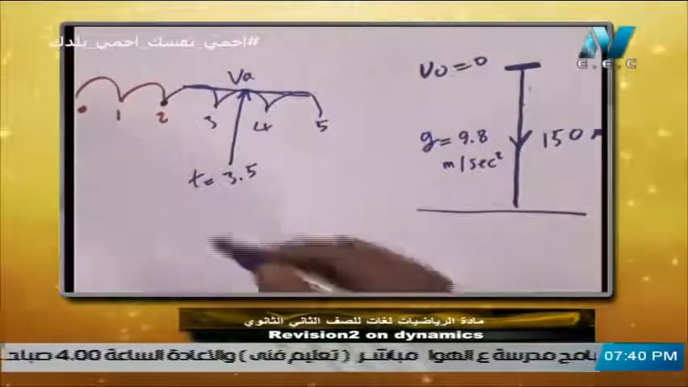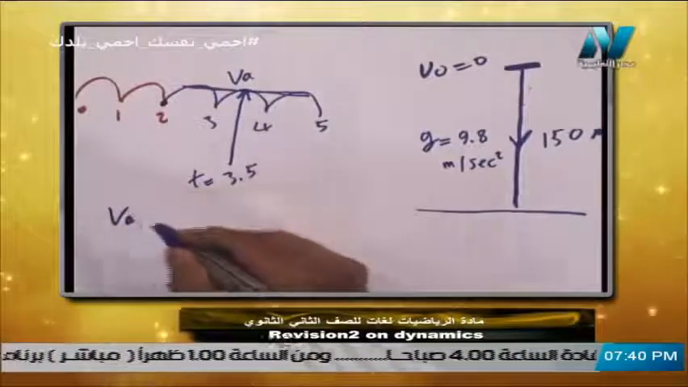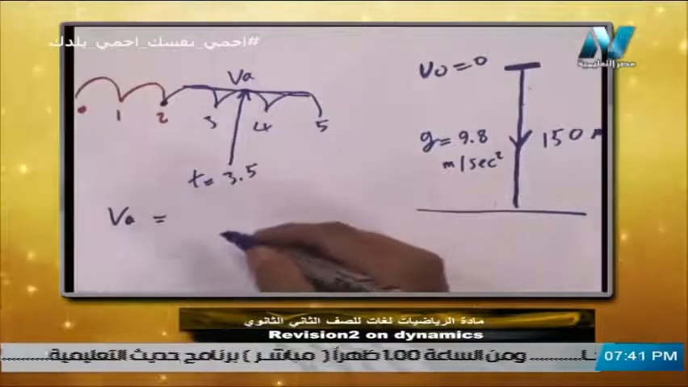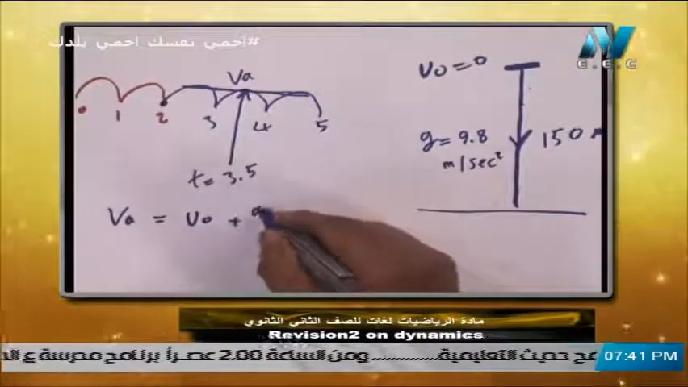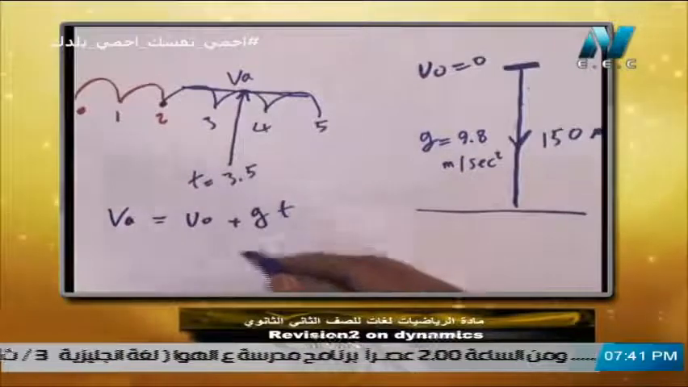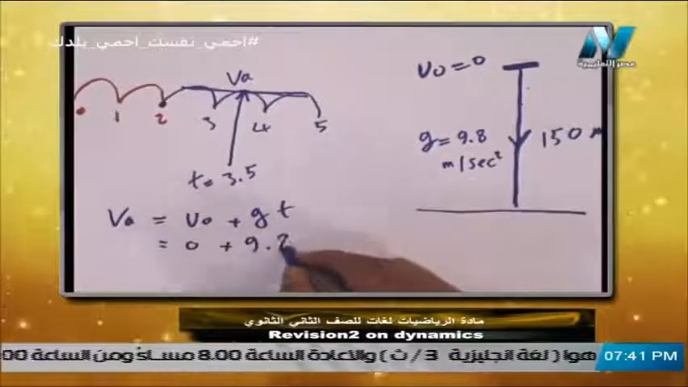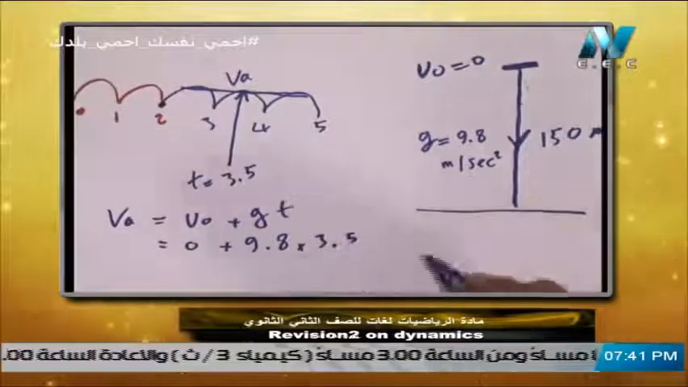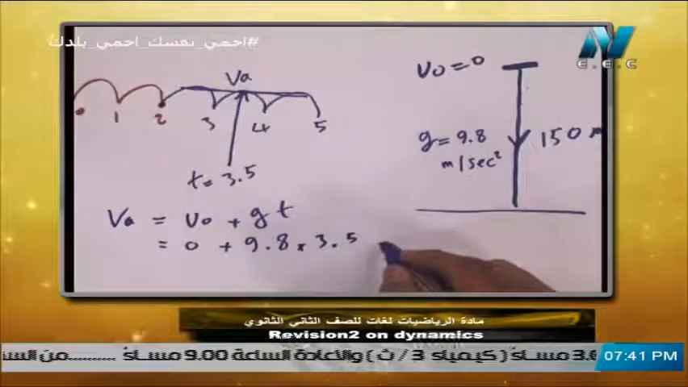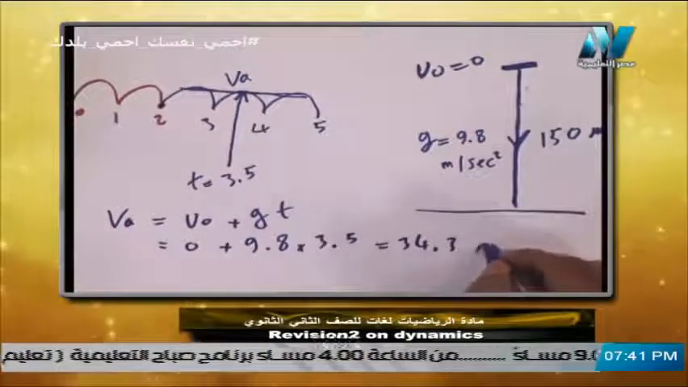So we will apply the rule VA, the average velocity, equals V naught plus GT, equals 0 plus 9.8 times 3.5. So VA equals 34.3 meter per second.